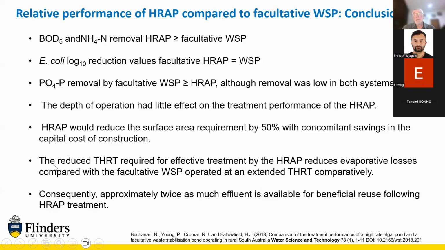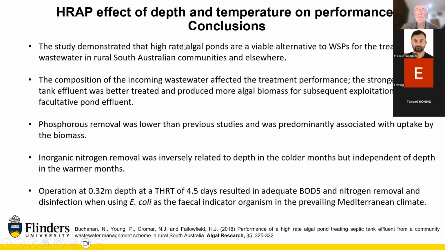The shorter residence time means there are lower evaporative losses. So there's more water available for reuse using a high rate pond compared to the waste sterilization pond at a much larger hydraulic retention time. There's almost twice as much effluent available for beneficial reuse. So the conclusion of the study was that high rate algal ponds are a viable alternative to waste sterilization ponds for use in South Australia and in similar climates.